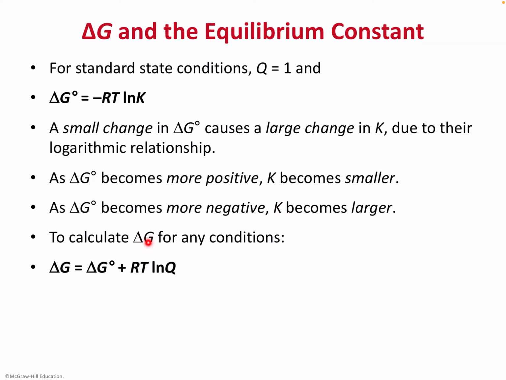To calculate delta G for any condition, we can use this equation: delta G equals delta G naught under standard conditions plus RT ln Q. Under standard conditions, delta G naught would be negative RT ln K.